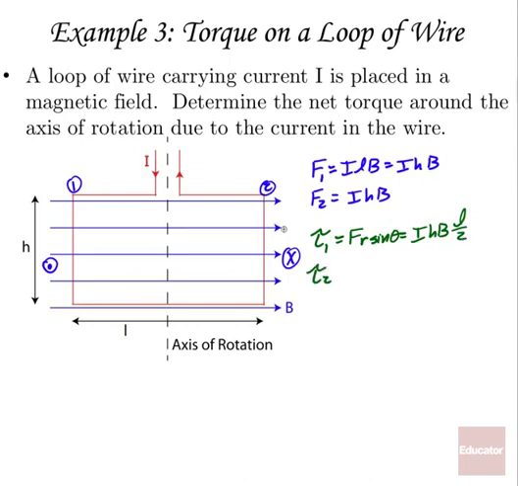Our torque from section 2 of the wire over here also again has the same magnitude, IHB L over 2. So our net torque, which is just torque 1 plus torque 2, IHB L over 2 plus IHB L over 2, is just going to be IHB times L. So by running current through this loop of wire in a constant magnetic field, you can create a torque that's going to cause it to rotate, an electric motor.